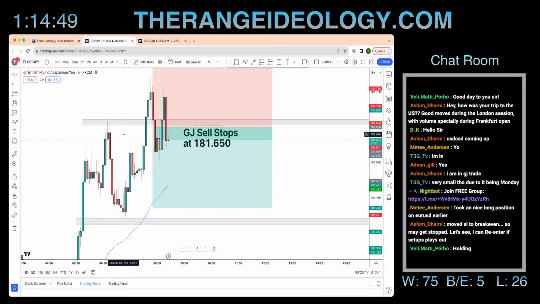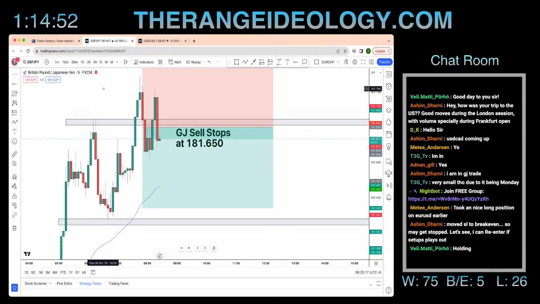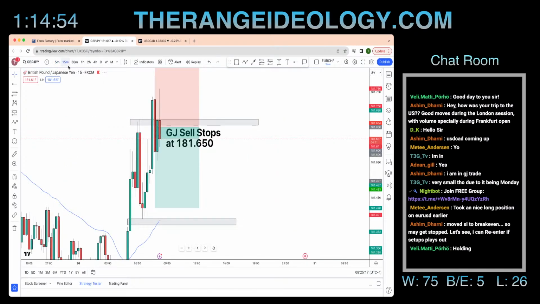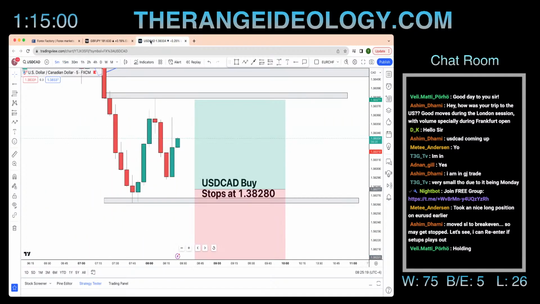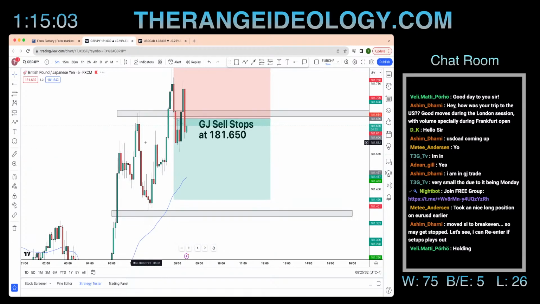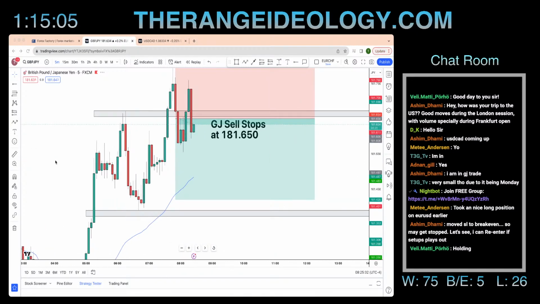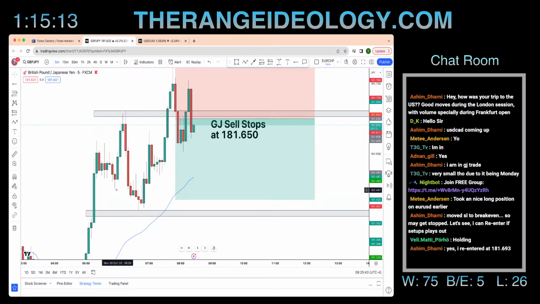All right, let's see. It's a new 5-minute. Now, does it continue pushing down? The 15-minute can close strong as well. Yes, I re-entered at 181,693. Okay, so right around the 181.7.